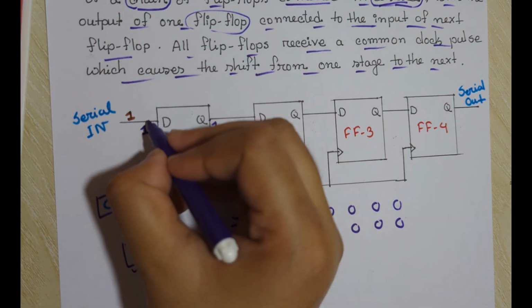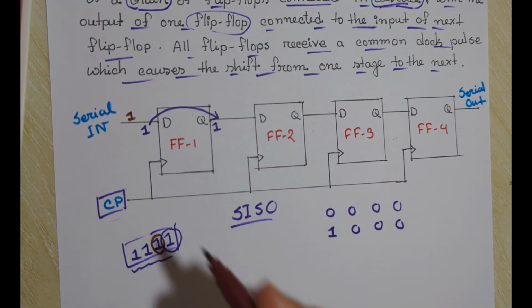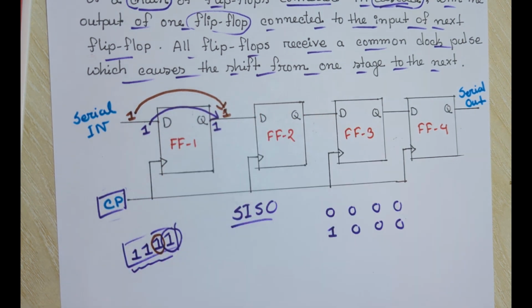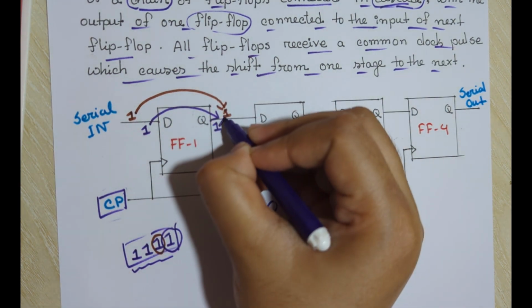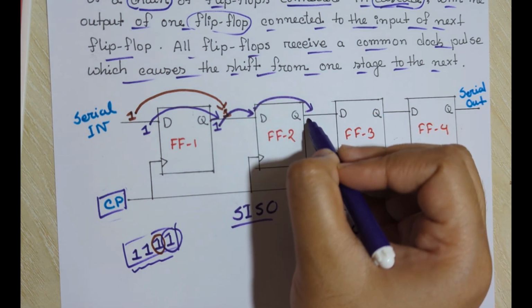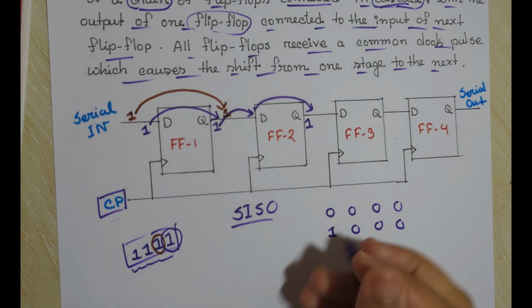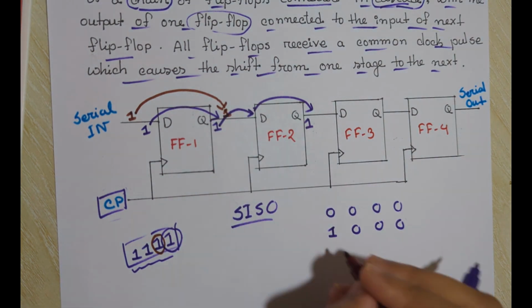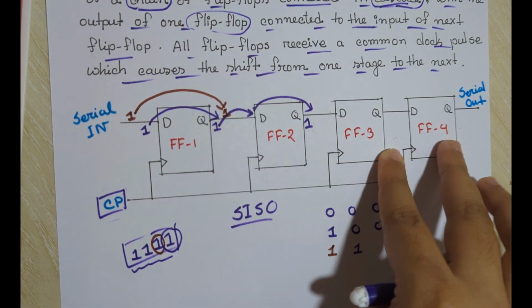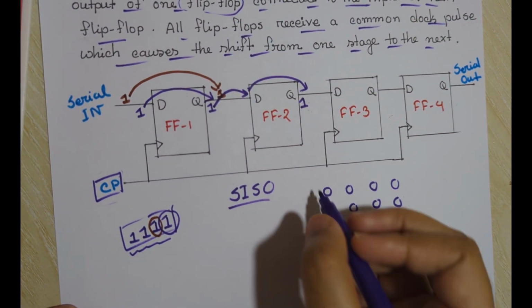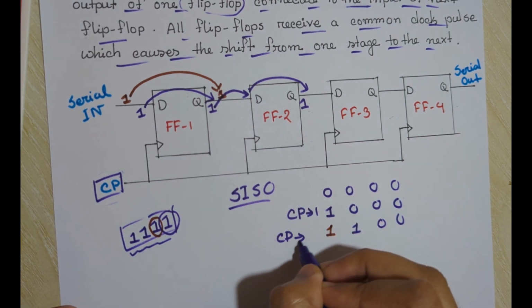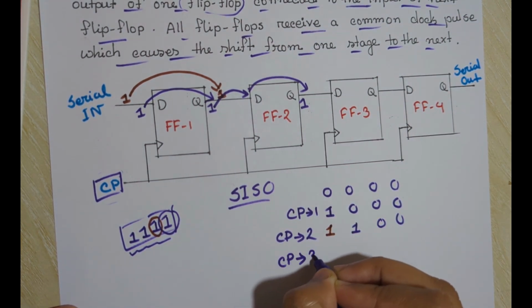When we give the second input, it passes through the first flip-flop, and the previous one passes to the D input of the second flip-flop, and we get the output of this as 1. So we got this 1 from the first flip-flop and this 1 from the second flip-flop, and the outputs of the other 2 flip-flops will be 0 0. This is clock pulse 1, this is clock pulse 2. Let's see what happened at clock pulse 3.